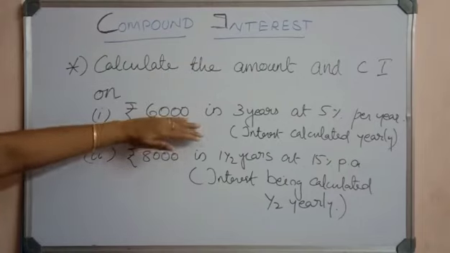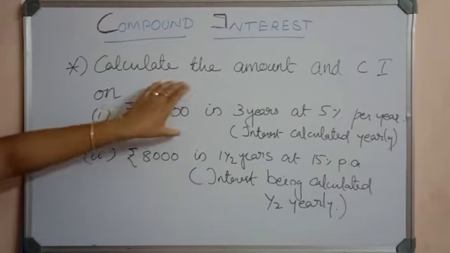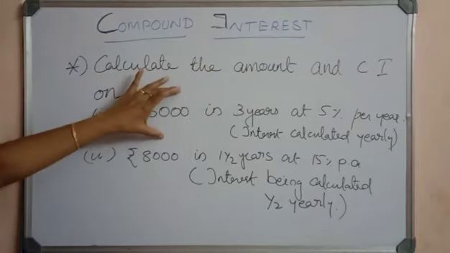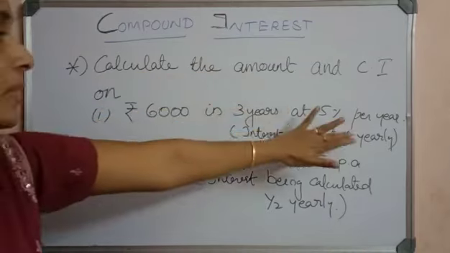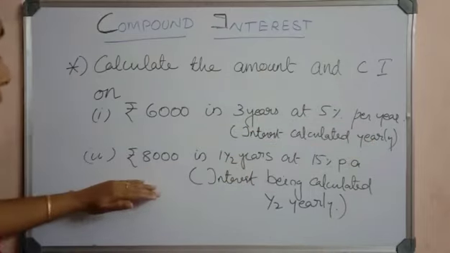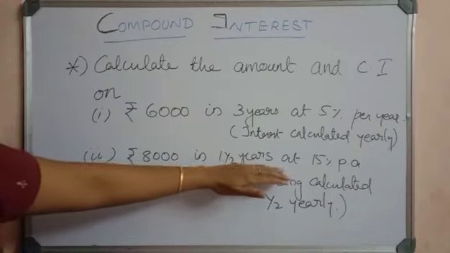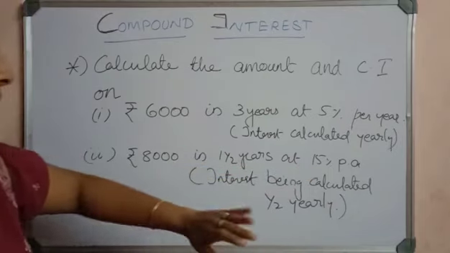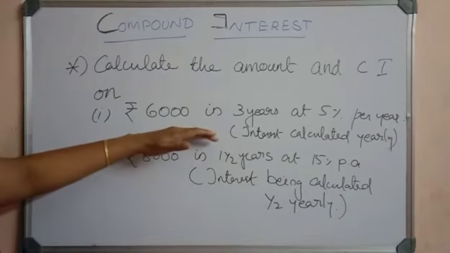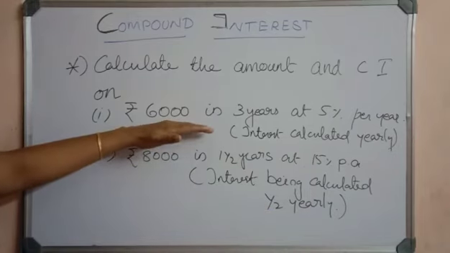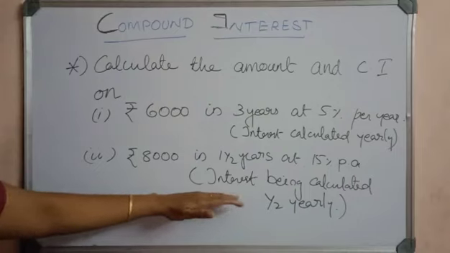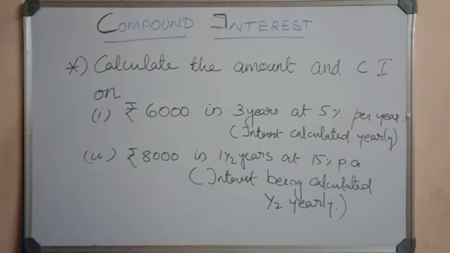You can solve it and find the answer. Here you need to calculate the amount as well as the compound interest on rupees 6,000 in 3 years at 5% per year, interest calculated yearly, and in this case rupees 8,000 in 1.5 years at 15% per annum, interest is calculated half yearly. So in the first case you have to consider t as 1, and in the second case you have to consider t as half. Solve it and let me know the answer.